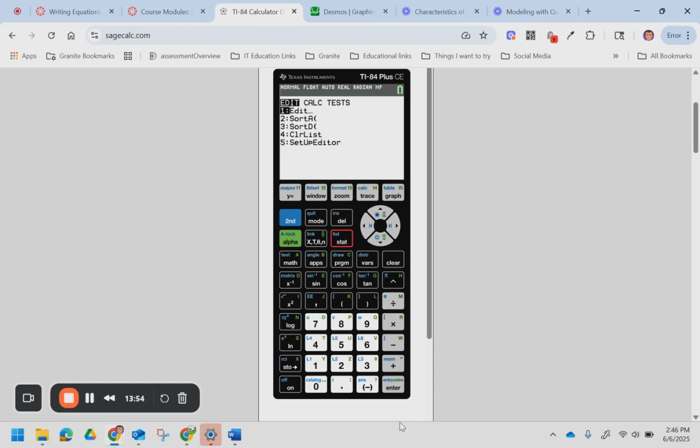I've already got all my data put into my lists. Now, from my main screen, I'm going to do stat, calculate, quadratic regression. My X list was in list 1, my Y list was in list 2, and calculate. All right, so it's letting me know what the value of a is, what the value of b is, and what the value of c is.